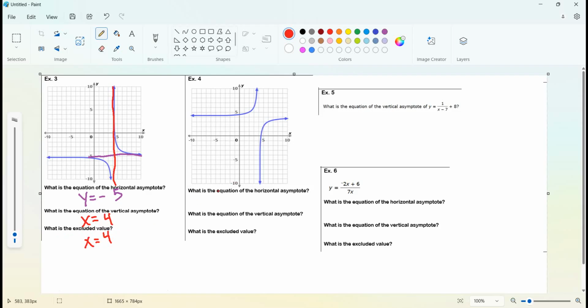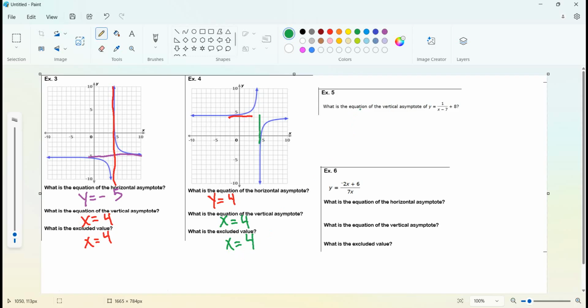All right, next one. The horizontal is a y value, and that's going to be right here at y equals 4. And the x asymptote is going to be also at 4. And we know that that gives us our excluded value, which is going to be at x equals 4.